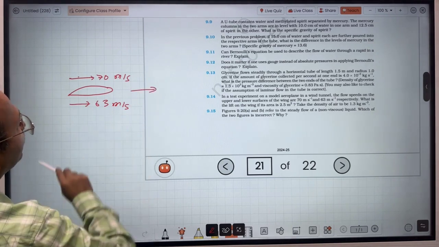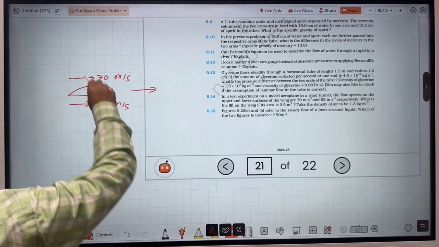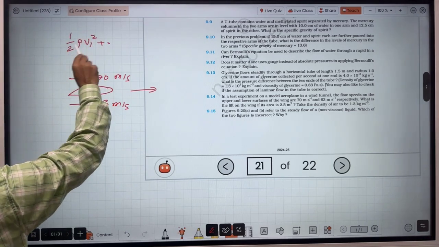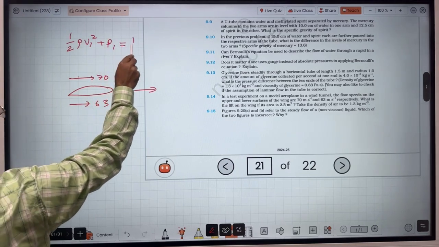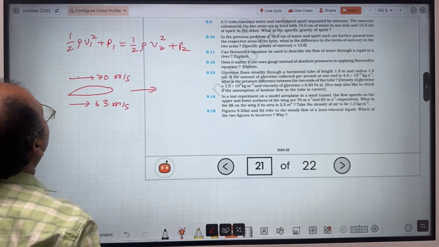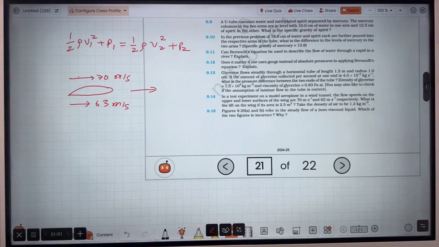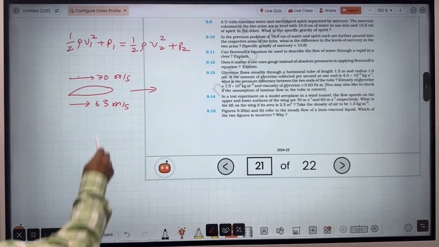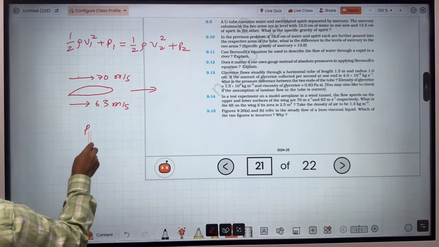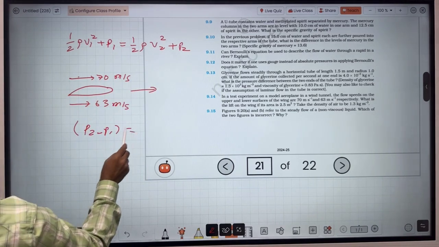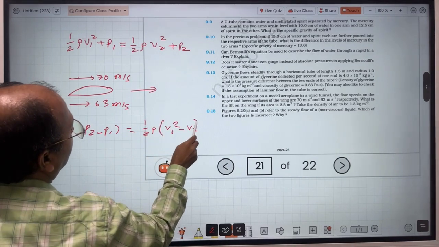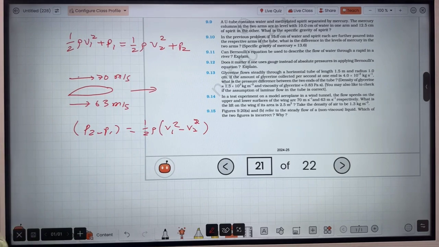And if it is level flow, in case of Bernoulli's theorem, these terms will be involved: 1 by 2 rho v1 square plus p1 must be equal to 1 by 2 rho v2 square plus p2, right? So we can get the pressure difference easily by using this. Like we take this P1 to the right side, so P2 minus P1 equals 1 by 2 rho into (V1 square minus V2 square), and then we can get it.